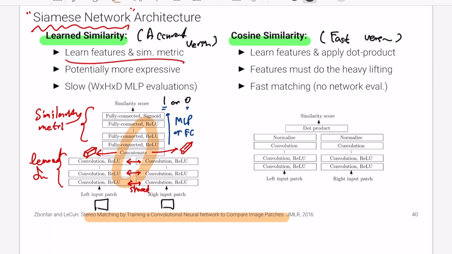So this is accurate, but it is potentially more expensive because we have to do h by w by t times the evaluation of the similarity metric. So it's going to be really slow. This is the first version.